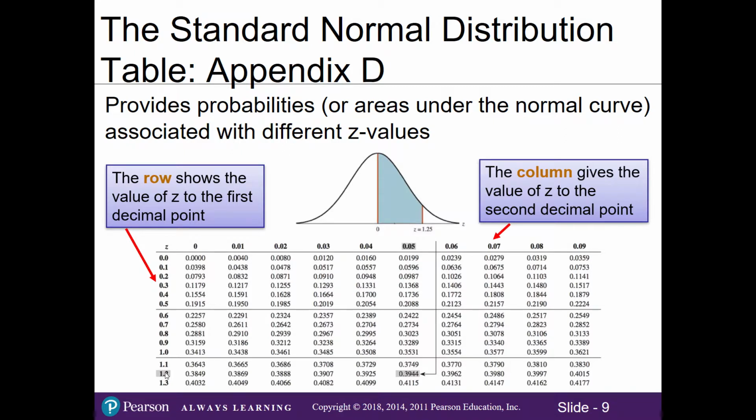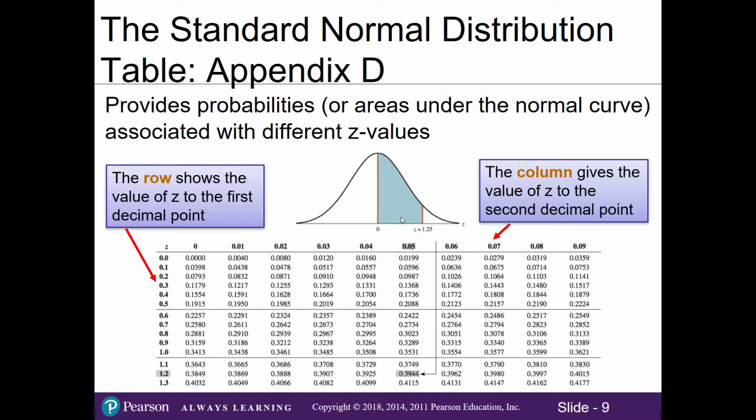And then to get to the area, I'll look at the column values, which give us the second decimal point. In this case, the second decimal value in our z-value is 5. So I'm going to go across till I get to 0.05. In other words, I'm adding 1.2 plus 0.05 to get my 1.25. And this 0.3944, that's the area that's shaded here in the curve.